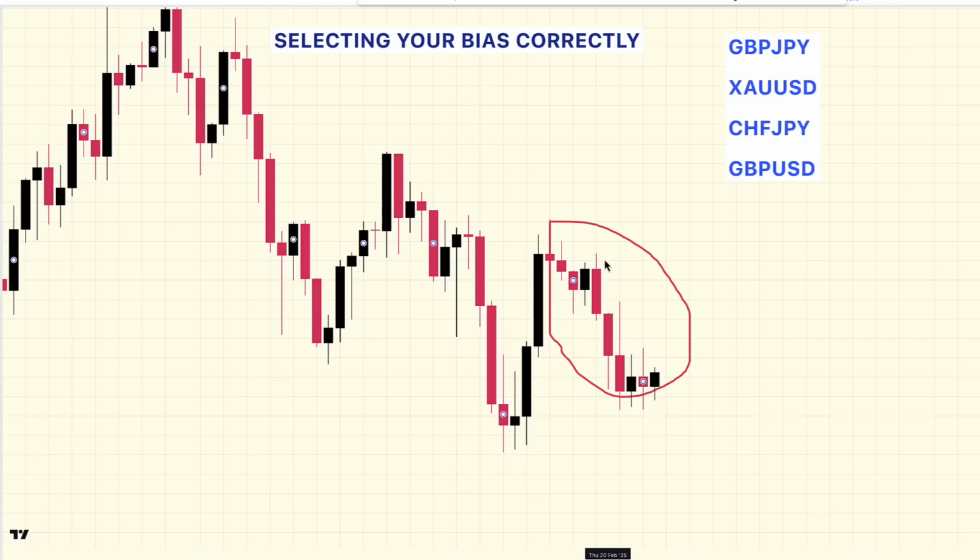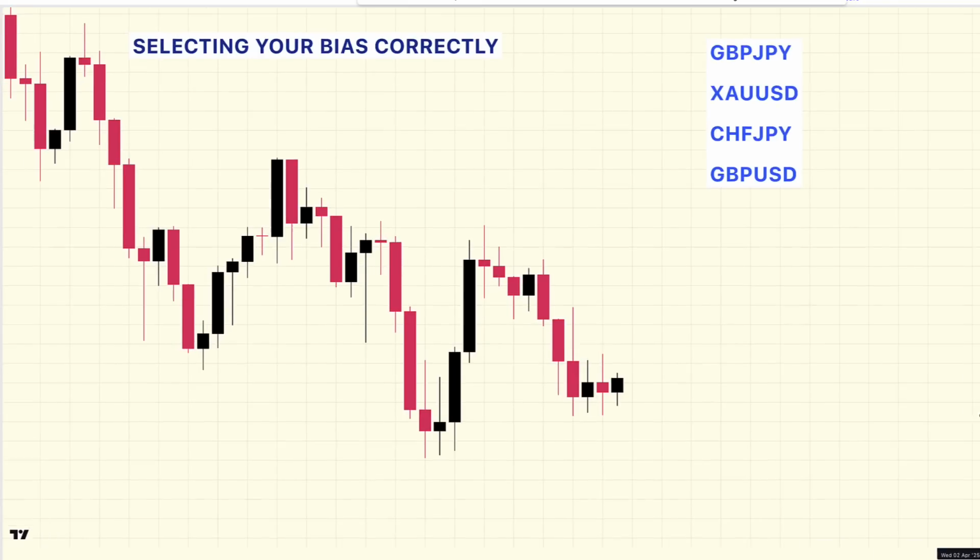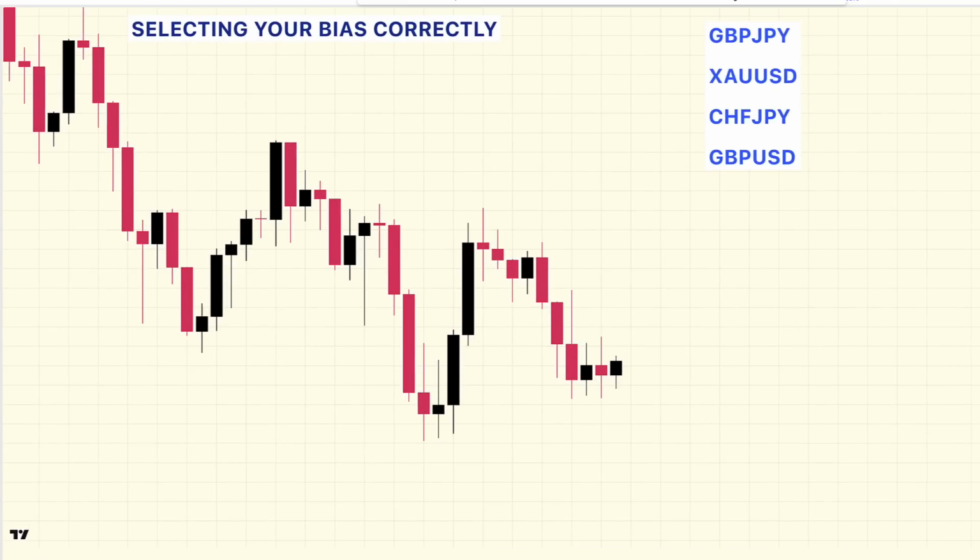I know somebody is saying bullish market. Who told you it's bullish? Why? Because price is obviously facing down. Look at what has happened. 1, 2, 3 candles closing below each other consecutively. Look at this, closing. That is to tell you that price has been bearish consecutively, right?